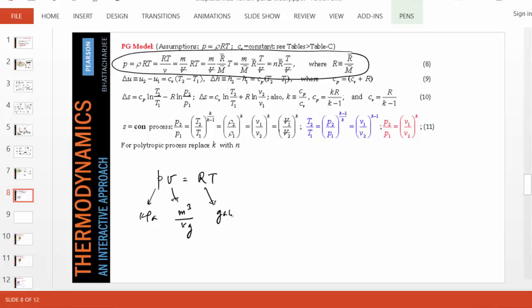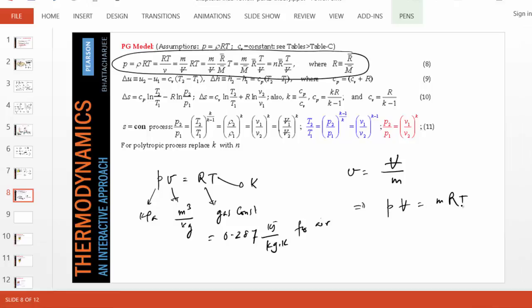where P is the pressure in kilopascal, absolute pressure, V is the specific volume, R is the gas constant, 0.287 for air, a very handy formula, and T is in Kelvin. So if I have a piston cylinder device, you know the pressure and temperature, and you can easily find the mass of the air because specific volume equals volume by mass. So if we substitute that, you get the formula PV equals mRT as an offshoot of this.